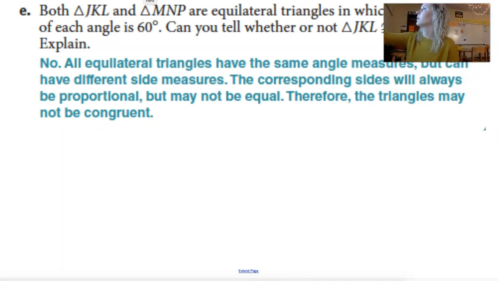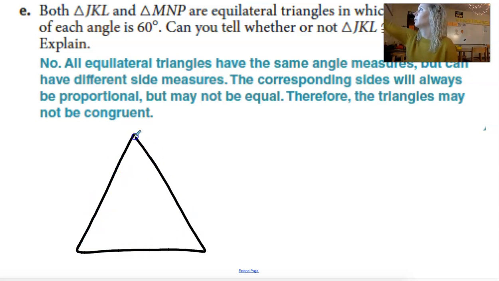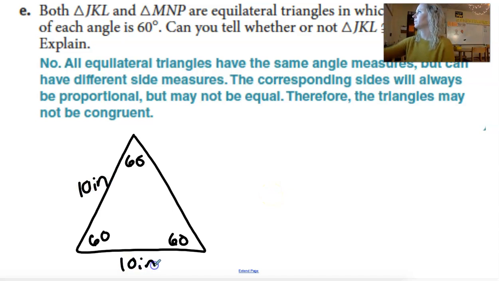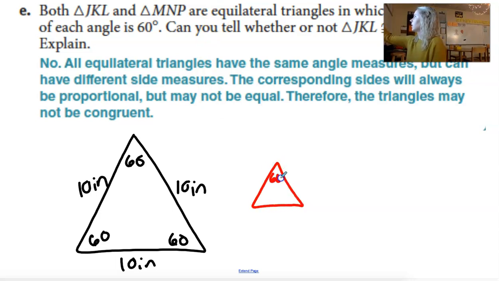So I can have a very big equilateral triangle where it's 60, 60, and 60. So all the sides are also the same. So let's say these are 10 inches, 10 inches, and 10 inches. Okay, now we know from Module 2 I can dilate that shape and make it smaller, but I'm not going to change the angles when I dilate something. So I can also have a very small equilateral triangle with 60, 60, 60. But I've made my triangle smaller, so maybe this is only 1 inch, 1 inch, 1 inch.